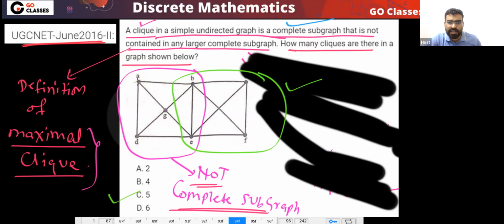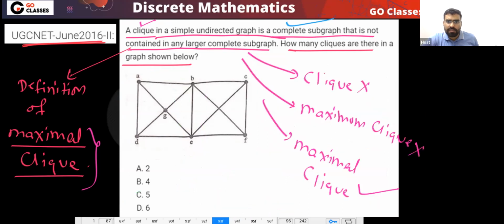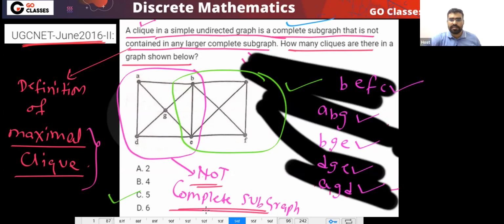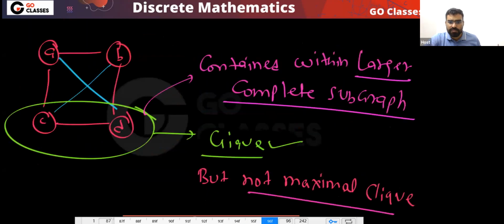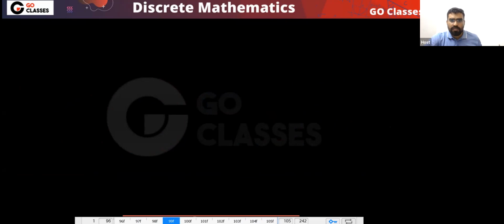Answer will be 5 because you can create this triangle like ABG. So ABG will be a maximal clique. BGE, this is a maximal clique. DGE, maximal clique. AGD, this is a maximal clique. And also BEFC, this is a maximal clique. So total 5 maximal cliques you have. Okay, is this clear? One last thing, let me just tell you.